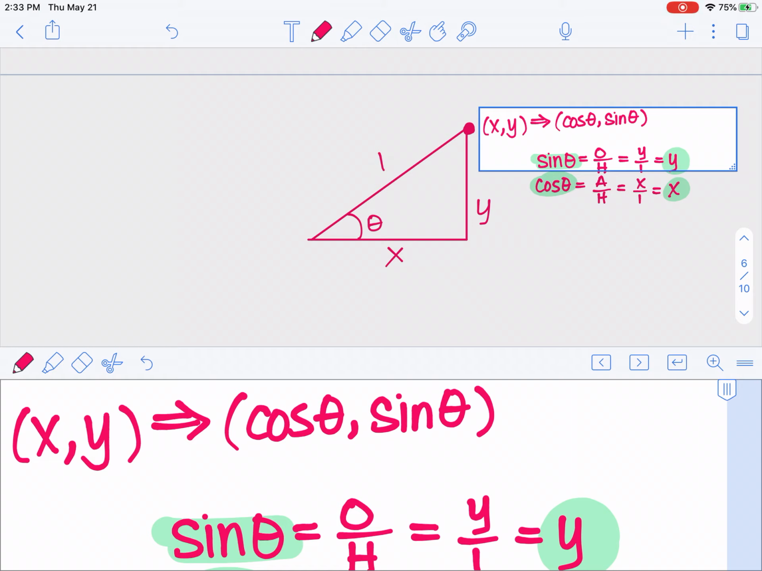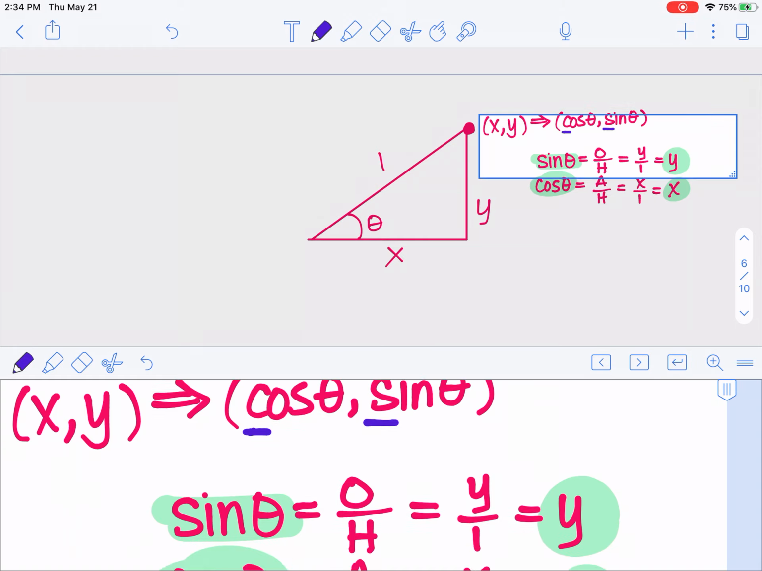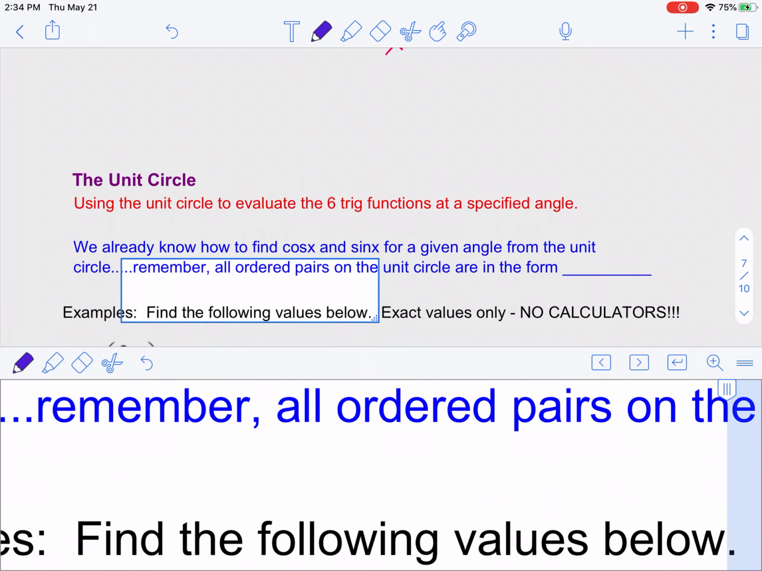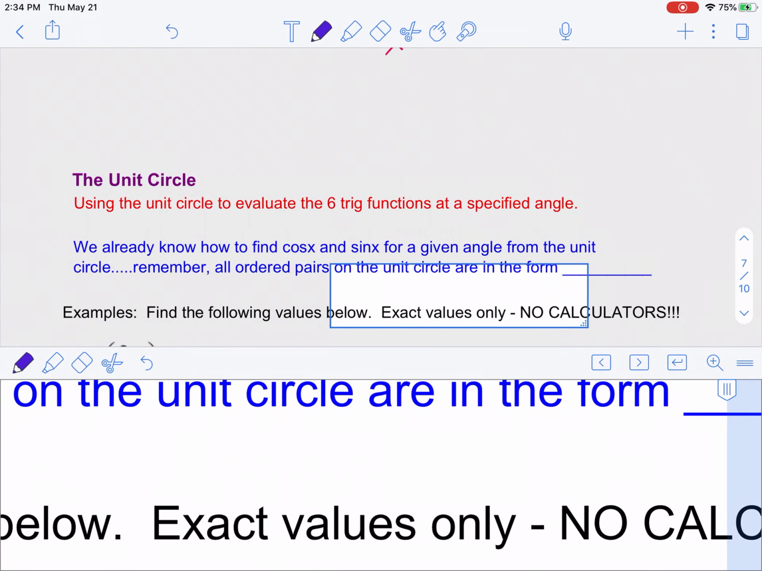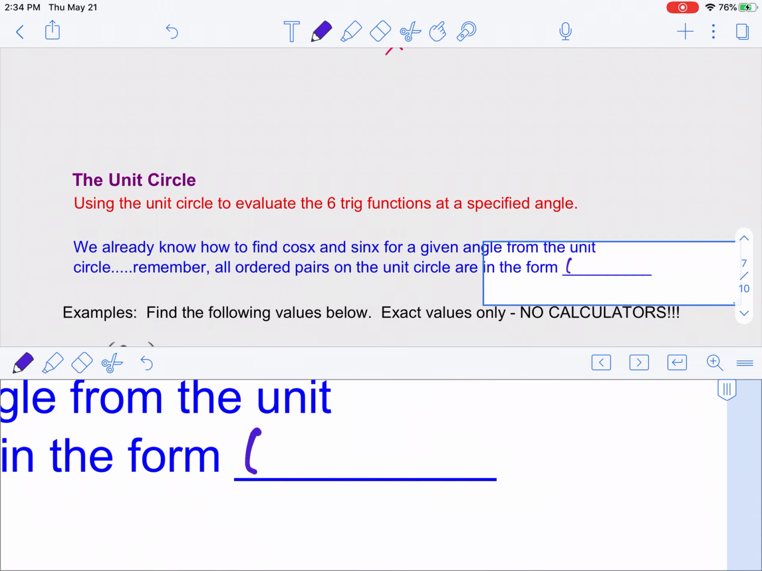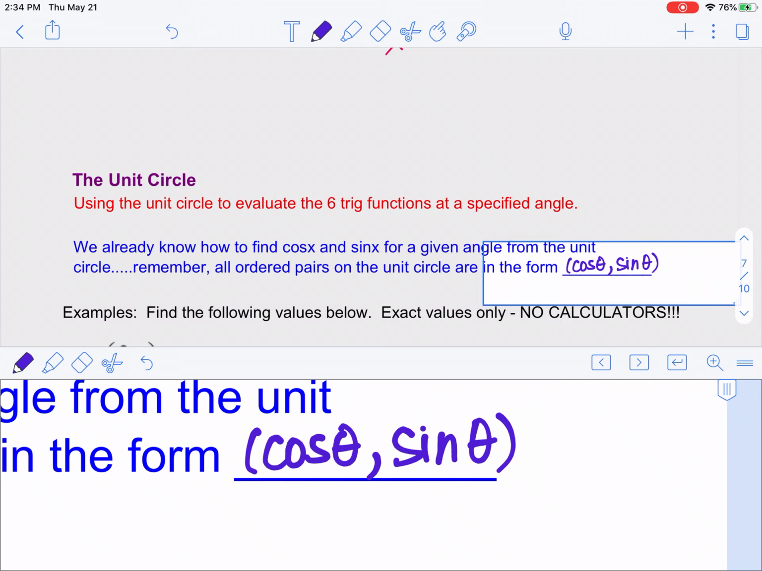It is important, obviously, which one comes first, and so I would bring to your attention that they're in alphabetical order, right? Cosine, C, comes before sine, or S, in the alphabet, and so this is the order in the ordered pair, just like X and Y are in alphabetical order. Okay, so when I say using the unit circle to evaluate the 6 trig functions at a specified angle, well, we actually already know, right, that all of these ordered pairs that we just spent time developing in the previous videos, yikes, I already can evaluate cosine and sine really easily. I already know those, okay?